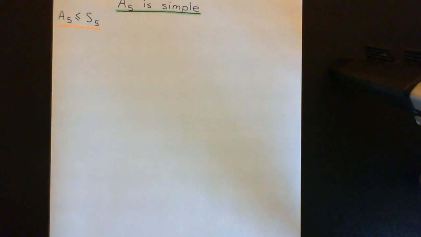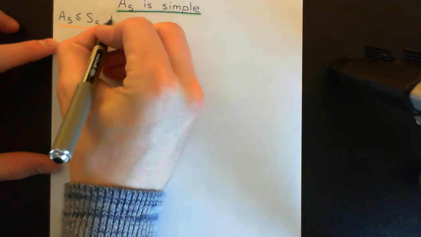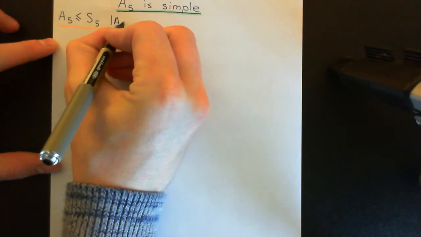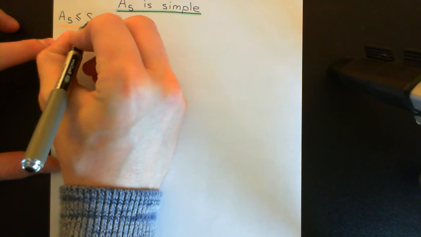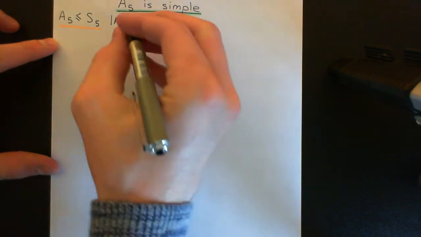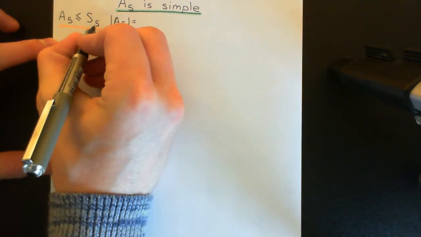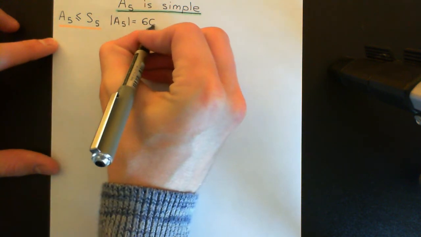So let's now characterize the elements of A5. Firstly, let me just say how many elements there are actually going to be in A5, how many elements we are actually trying to find here. Well, of course the alternating group on the set of 5 elements is half the size of the symmetric group on the set of 5 elements, because half of the elements in the symmetric group on the set of 5 elements will be even and half will be odd. So the size of this is 5 factorial, which is 120, so the size of the alternating group on the set of 5 elements is going to be 60.